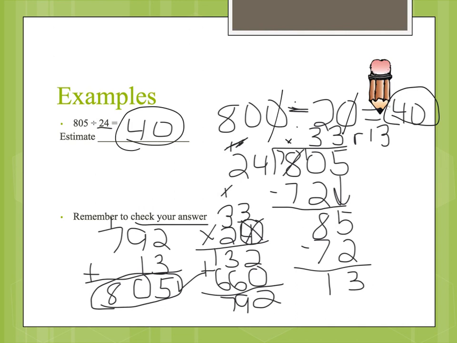Now, a lot of you may not like to check your work. As a kid, it wasn't my favorite thing, but it made sure I got all the work right, so I definitely wanted to get the answer right. So what I did is I multiplied my quotient, 33, times my divisor, 24.